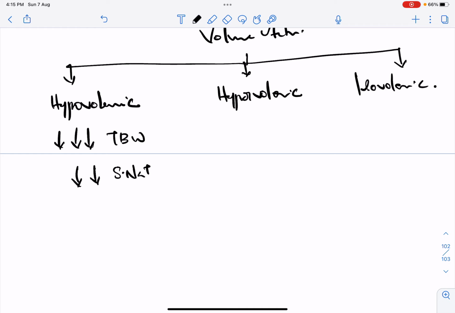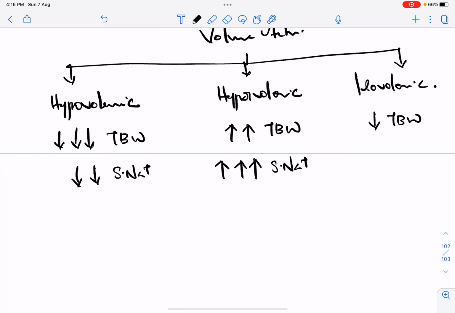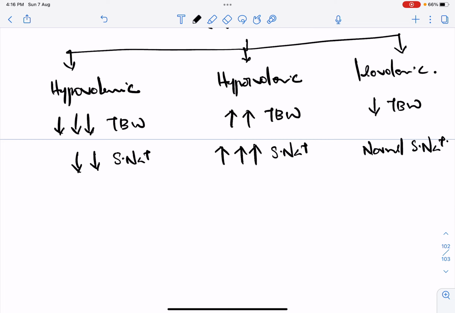In hypervolemic hypernatremia, the total body water is increasing and the serum sodium is also increasing, but the increase in serum sodium is much higher than that of total body water. In isovolemic hypernatremia there is a decrease in total body water with a normal serum sodium. These are the mechanisms of each category of hypernatremia.